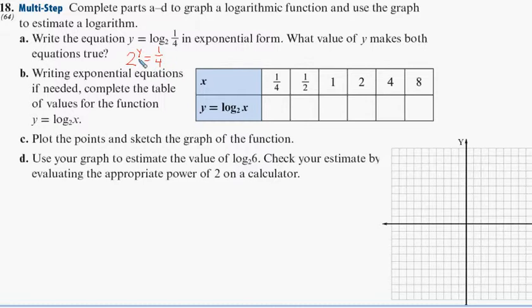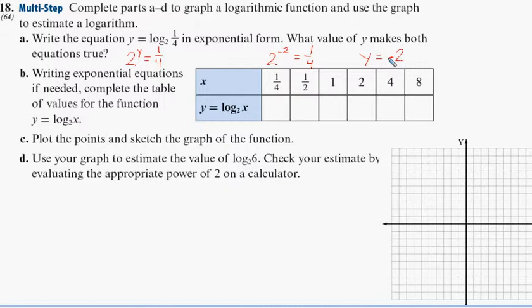Think about that. You've got 2 to the -2 equals 1/4. Isn't that true? Right? So what value of y makes both equations true? It is y equals -2. I hope that makes sense for all of you. Okay, writing exponential equations if needed.